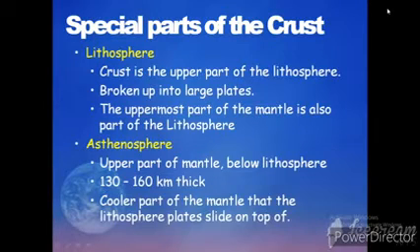Now what does the term asthenosphere mean? The asthenosphere is the upper part of the mantle, and it lies just below the lithosphere, extending around 130 to 160 kilometers. It is the cooler part of the mantle, and the lithosphere plates slide on top of it.